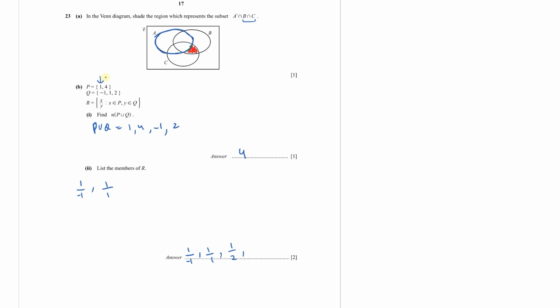Now I will find all the combinations with 4. So 4 is X, then Y is -1. So 4 over -1 is the first value. Then 4 over 1, and then 4 over 2. So these are all the members of the set R.